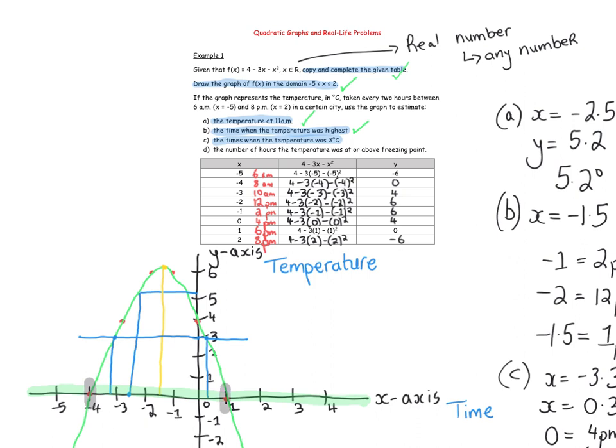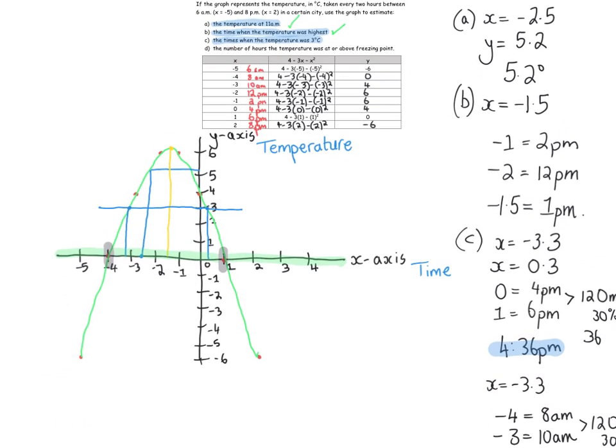So that amount of time would be, I'm going to write this down over here. So D. So it's between x equal to minus 4 and x is equal to 1. So minus 4 is equal to 8 a.m. and 1 is equal to 6 p.m. So the time difference between that, or the amount of hours between that, will be 10 hours.